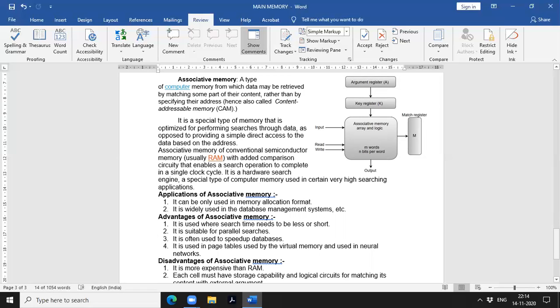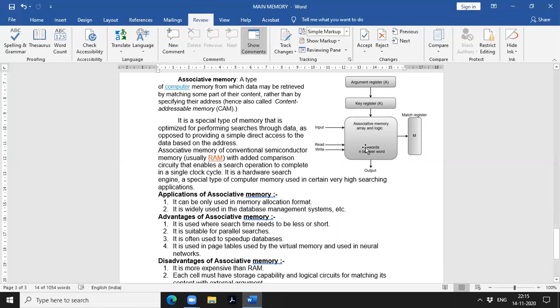For example, you take some name or maybe a book. In a book there is some topic, and that topic you directly store in your brain without defining the address where the data has to be stored. Okay, so in that manner we are using associative memory. It is a type of computer memory from which data may be retrieved by matching some part of its content rather than by specifying its address. Hence it is also called content addressable memory.